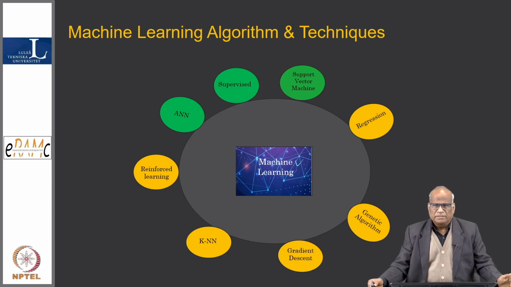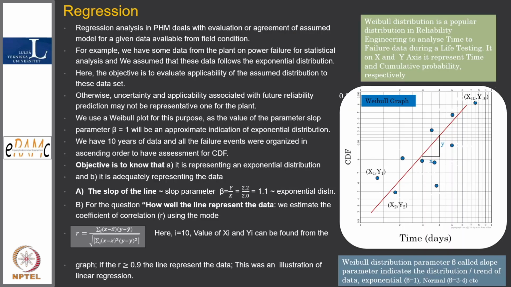Let's say regression, it's a very important tool actually, because we sometimes make an assumption for a model. We do not know how a physical entity is representing our data, and this is a technique which gives us insight into that. Then we have genetic algorithm, gradient descent method, KNN, and reinforced learning. This is called K nearest neighbor, KNN. So let us see regression.